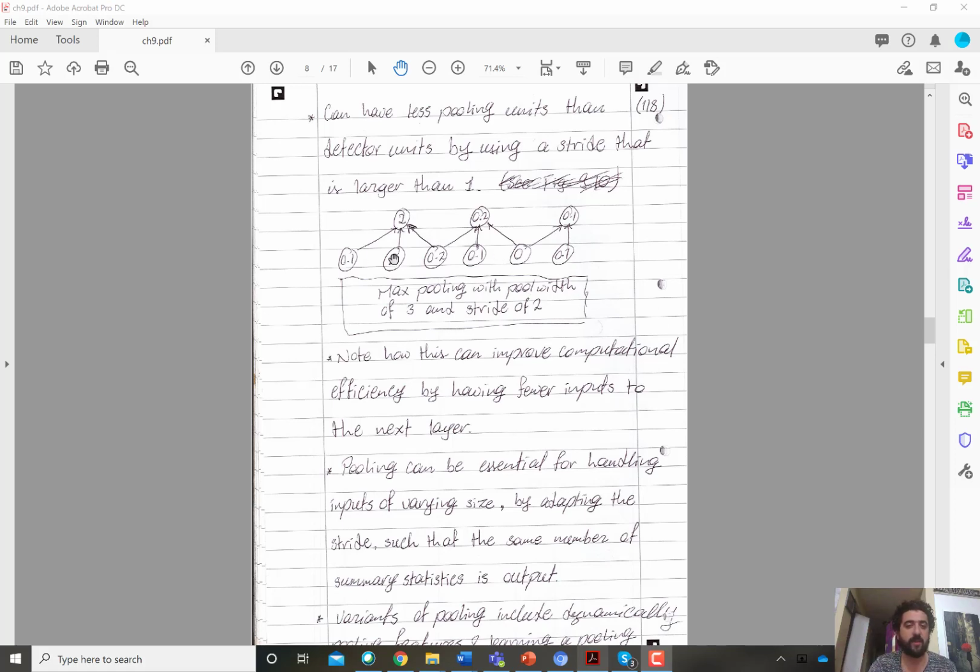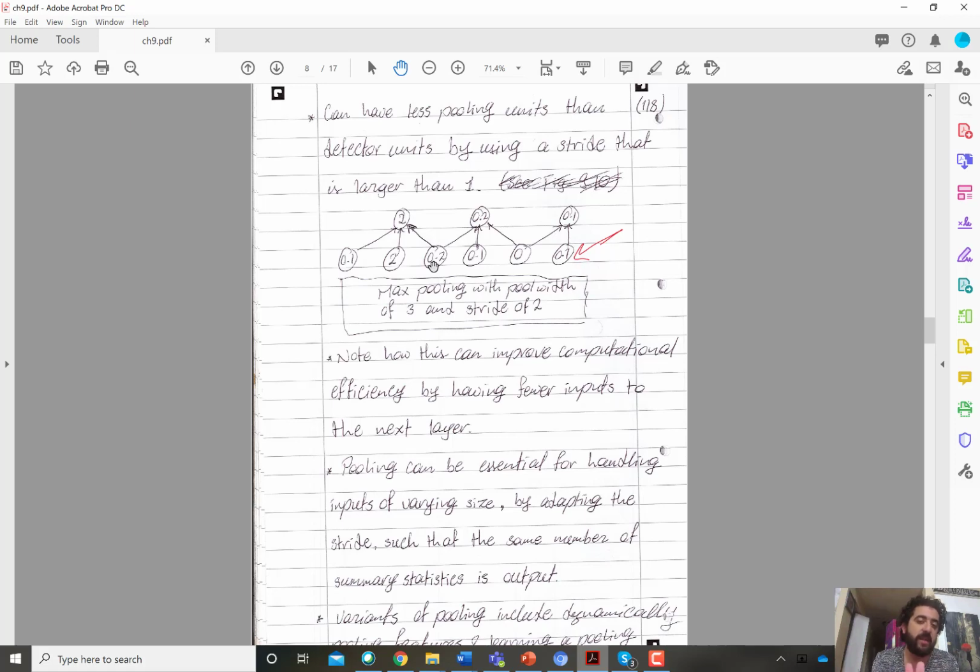So in this example, you have these detector stages. Here, these are the output of the detector stage, the output of the nonlinear activation. And then you pool them. You have a pooling width of 3, because every pooling unit has as input three outputs of the detector stage. And the stride is 2 because the shift between every pooling unit and the next is 2, right?